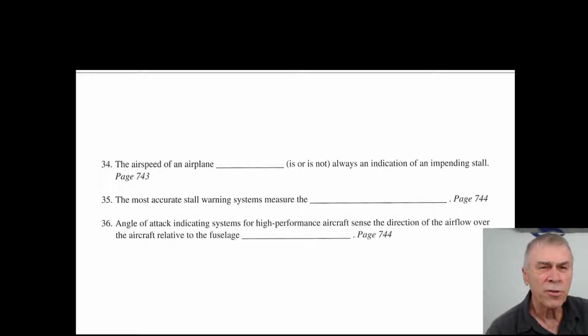So let's look at question 34. The airspeed of an airplane is or is not always an indication of an impending stall. Now, we did see that a stall doesn't matter your speed, your attitude, or your altitude. I forget the third one. But the airspeed has really nothing to do with it. So I would say is not.